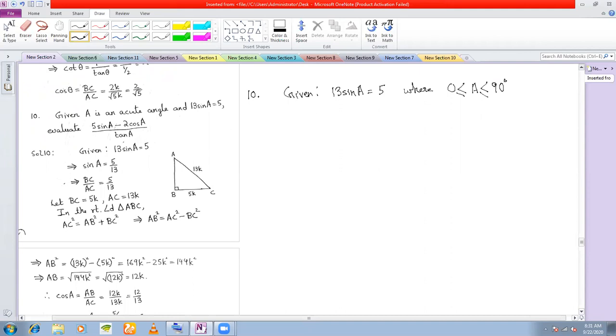You need to find out the value of 5 sin A minus 2 cos A by tan A. That means given this 13 sin A is equal to 5, you need to find this. So what you first do here is from 13 sin A is equal to 5, you find out sin A. That means sin A you can find as 5 by 13. Now you draw the right angle triangle because you need to find all the other ratios. You'll require a right angle triangle.